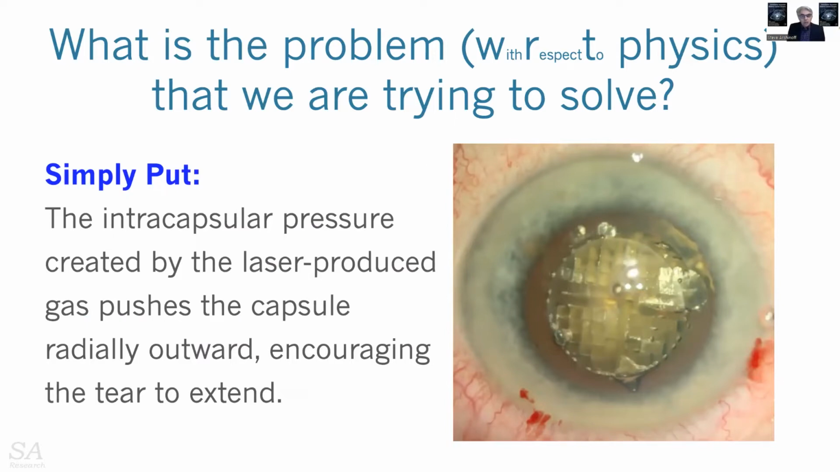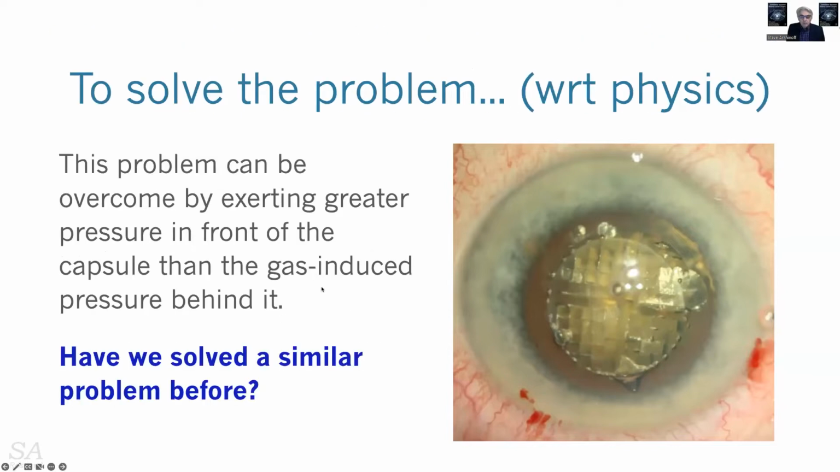So the question is, what is the problem with respect to physics that we're trying to deal with in this kind of a case? And if you look at it, the problem simply is that the laser has put a lot of gas into the capsule, and the gas tends to tear the capsule outwards by increasing pressure in the bag. Okay, fair enough. So then how do we want to deal with a problem like that?